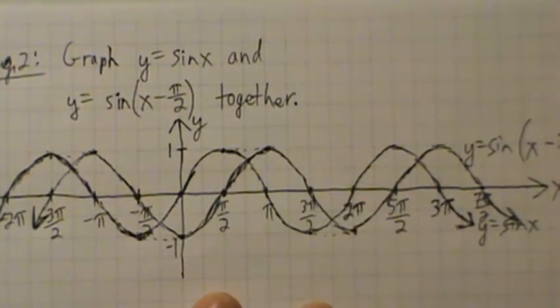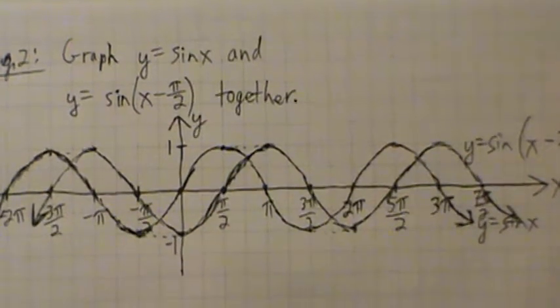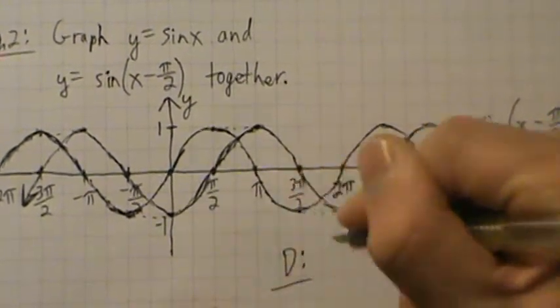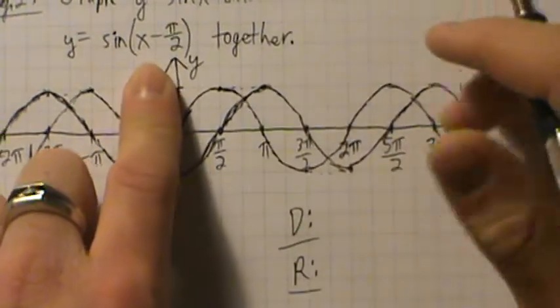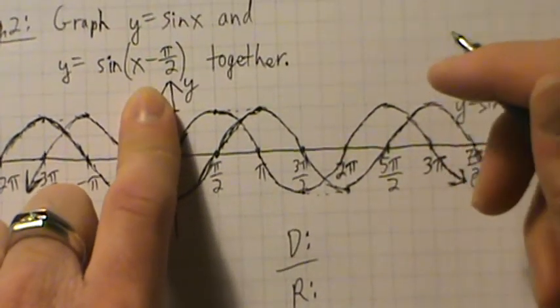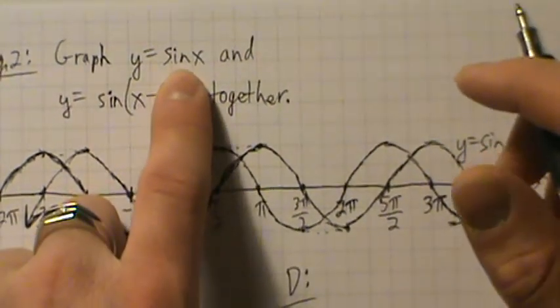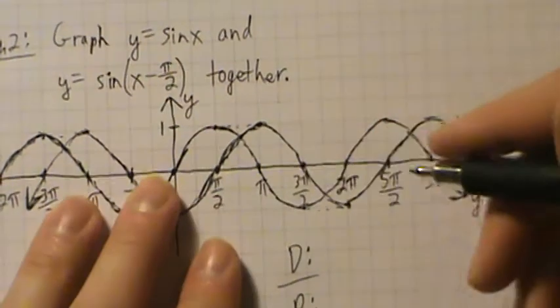But anyway, let's see how the domain and range were affected. So what's the domain and range for the new function that we just graphed, sine of x minus pi over 2? First of all, did that change the domain at all? What's the domain of the sine function? It's all real numbers, right? Negative infinity to positive infinity.